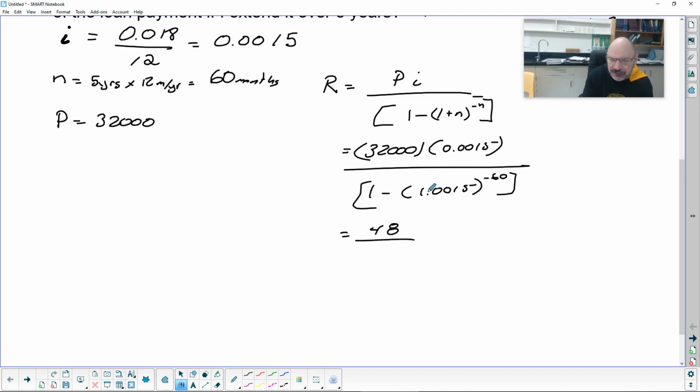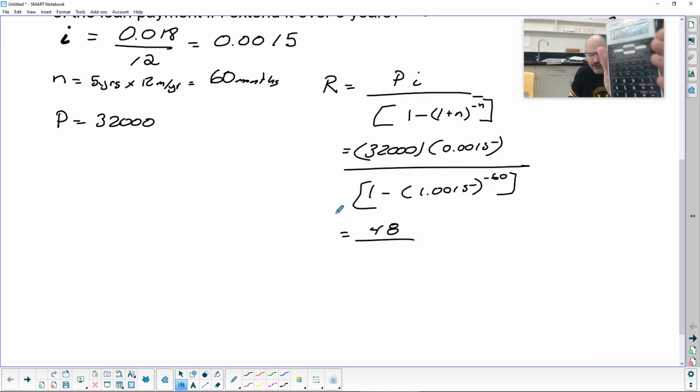Okay, then what you would do is you'd combine the 1 plus the interest rate and take it to the power of negative 60. So make sure you're using the plus minus symbol on your calculator, not the minus symbol. So I go 1.0015 to the power of negative 60. Okay, and I get that decimal number, and then I subtract it from 1.